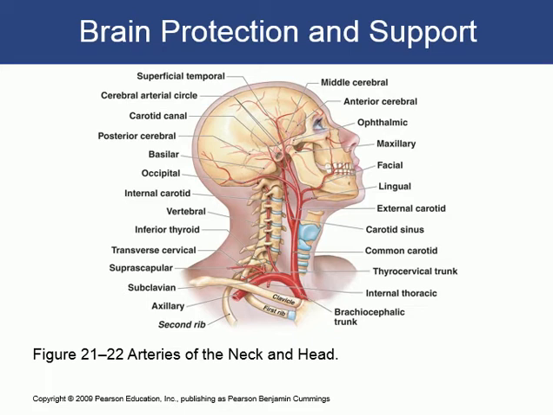Okay, so this is the aorta, leaving the heart, ascending, transverse or arch, descending. This is the brachiocephalic trunk, giving you the common carotid and subclavian. Common carotid gives you internal and external carotid. The internal carotid enters the skull.